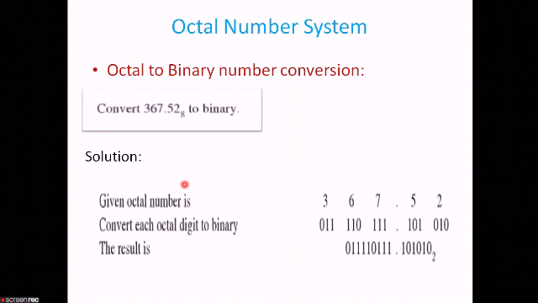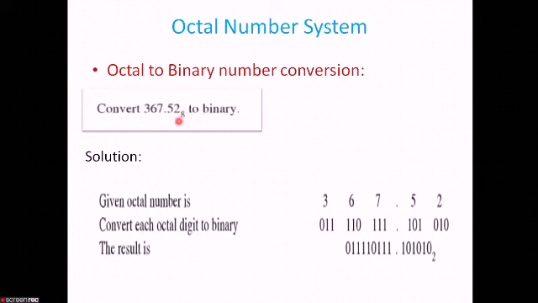Next, we need to know all the conversions of the octal number system. That is octal to binary conversion, binary to octal conversion, octal to decimal conversion, and decimal to octal conversion. All these conversions are very important in digital electronics and also for the exams. Now the first problem is to convert (367.52) to the base 8 to binary.